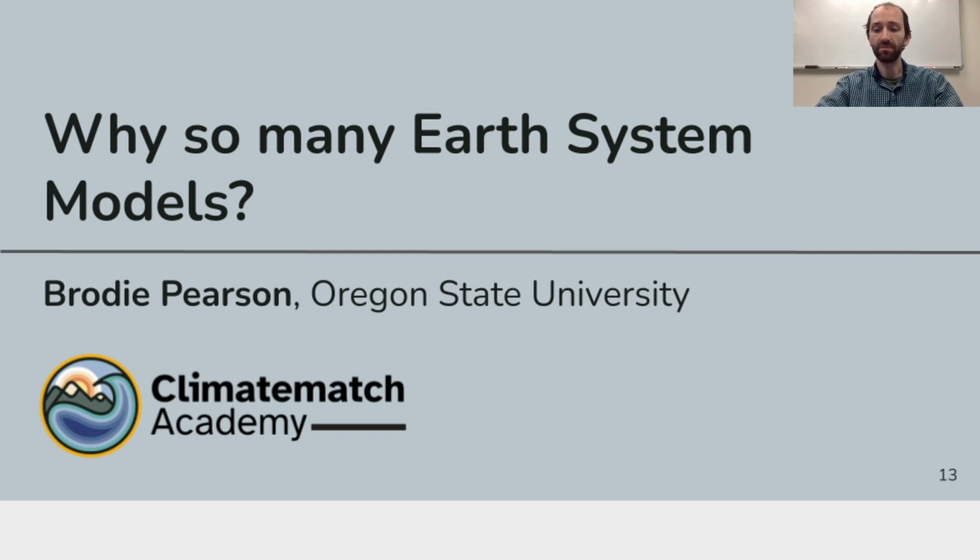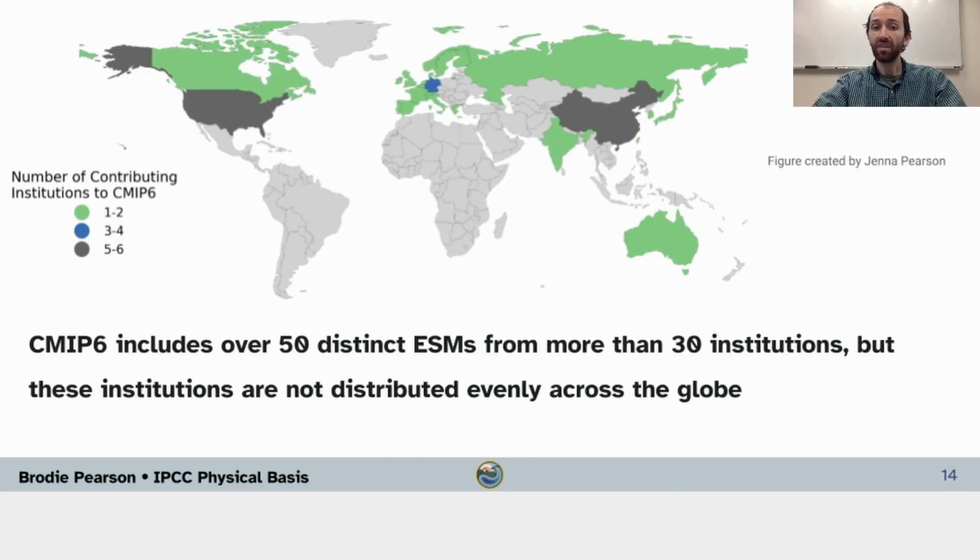Well, the main reason for this is that these models get developed by specific institutions who have their own science goals and development teams. And in fact, there are over 30 institutions that contributed to CMIP6, some of which have more than one Earth system model that they develop. And these institutions often have the infrastructure to run and maintain these models, the supercomputers required for that process.